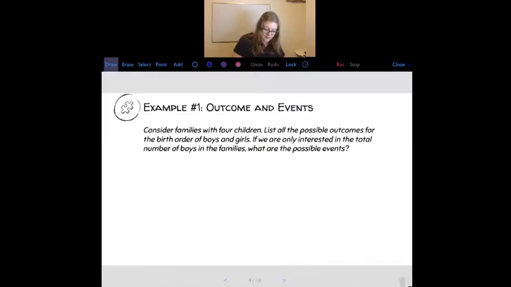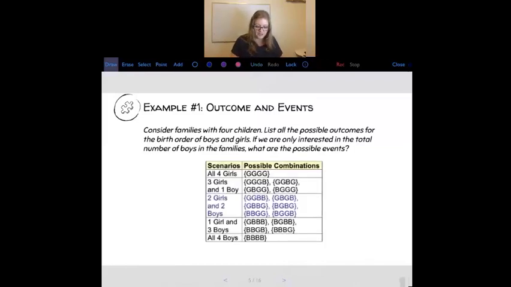So you could have, for instance, girl, girl, girl, girl, or girl, girl, girl, boy, and so on and so forth. On the next slide, I have this written out in a chart form. So you could have all 4 girls, you could have 3 girls and 1 boy, and there's 4 different ways that could happen. You could have girl, girl, girl, boy, girl, girl, boy, girl, and so on and so forth. You could have 2 girls and 2 boys, 1 girl and 3 boys, or all 4 boys. And so these are the possible combinations.